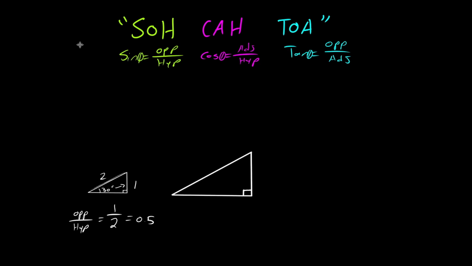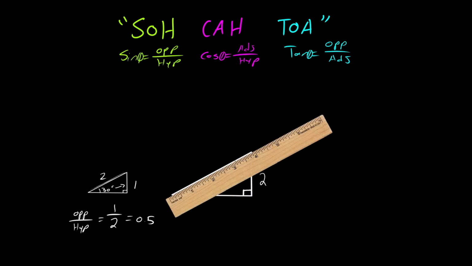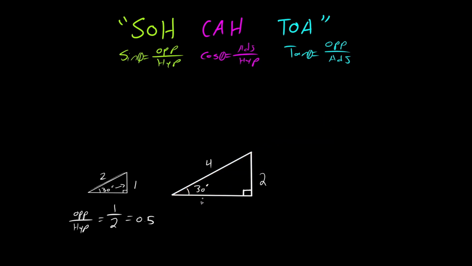Okay, that's out here. Now this is 30 degrees. We measure this side to be 2, and we measure this side to be 4. Now let's measure the opposite over the hypotenuse, and we get 2 over 4. Well, 2 divided by 4 is 0.5.